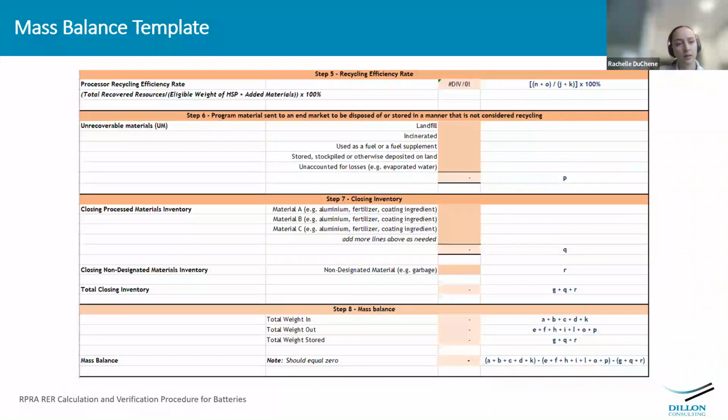So then this slide, it's a little tiny, but if you can kind of see the different steps, it's another part of that mass balance template that Sydney had shown before. And so we've got steps 5 through 8 here, step 5 being your recycling efficiency rate, and then the next step being unrecoverable materials, next one being your closing inventory, and then the final step being your mass balance.